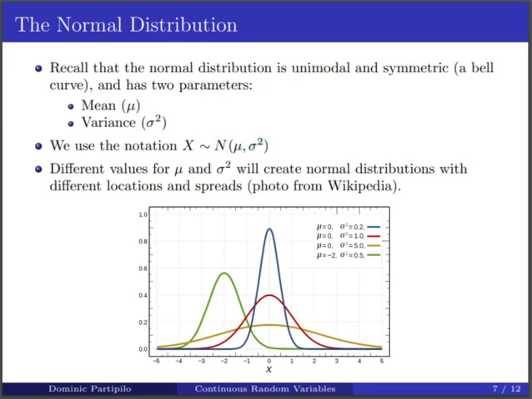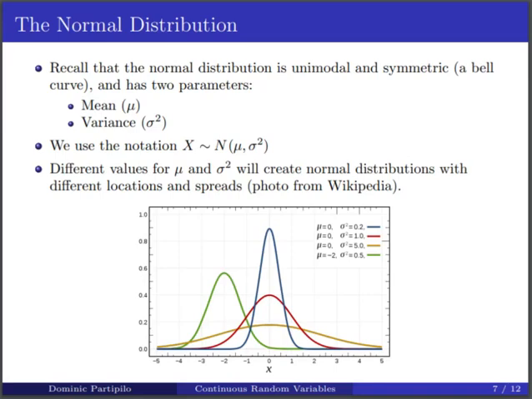So in this case, it's pretty much the same thing for the normal distribution. We say x follows a normal distribution with mean mu and variance sigma squared. And we provide this normal distribution with these two parameters because what that does is it gives us a center of the distribution and it gives us a spread.